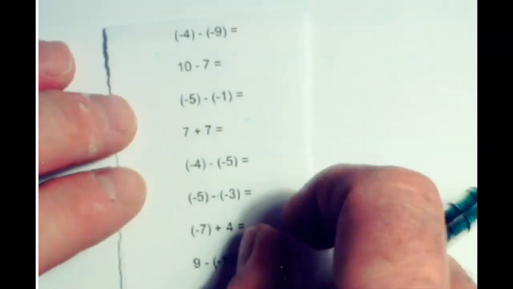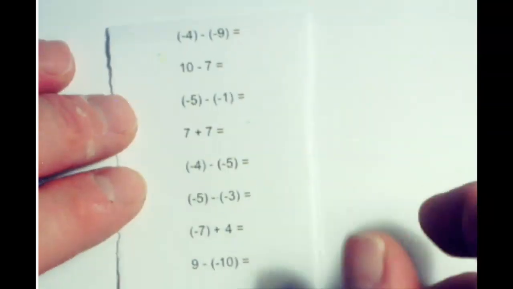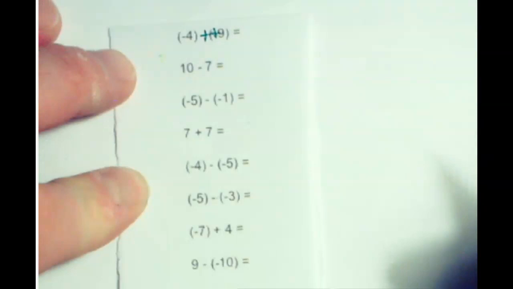All right, take a look at these. Go ahead, try that first one. Yeah, you got a double shot. Now you got different signs. The difference between 4 and 9 is 5. And it is positive, because 9 has a greater absolute value.